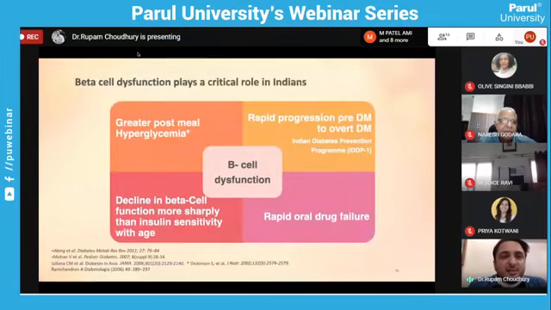Beta cell dysfunction plays a critical role in Indians. We have greater post-meal hyperglycemia because of the beta cell dysfunction. There is rapid progression from pre-diabetes to overt diabetes in Indians. There is rapid oral drug failure, probably because of beta cell degradation. It happens very fast, and beta cell function declines more sharply than insulin sensitivity with age. So these are the characteristics because of which it's very difficult to have optimal glycemic control in the Indian population.